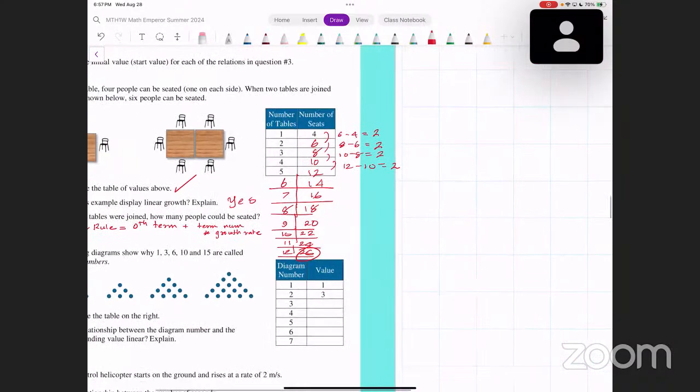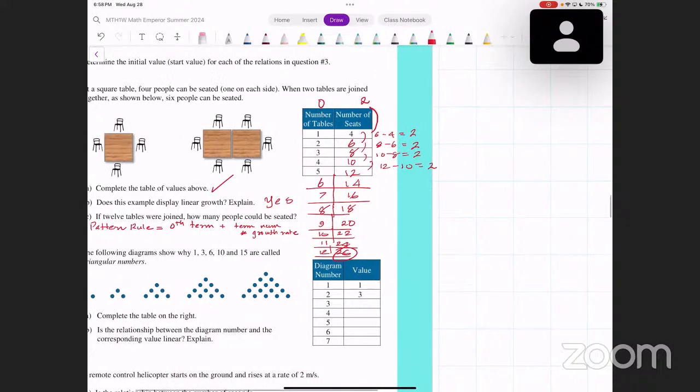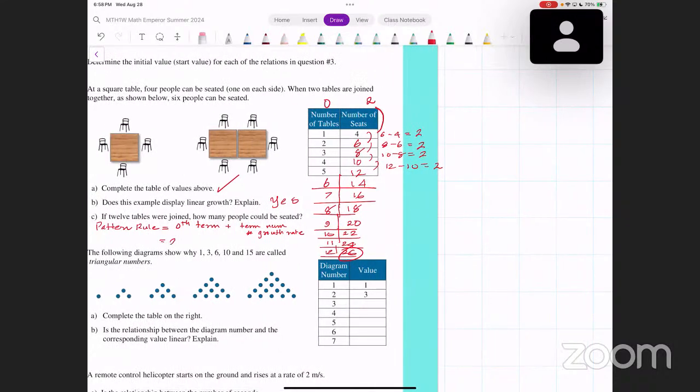Now, we got the first term, but I don't know the zeroth term. Do you know the zeroth term? No, we don't. We only got the first term. But do we know by how much it's going each time? It's going by 2, isn't it? So how do I get the zeroth term? I need to subtract 2. If it goes up by 2, the zeroth term is 2.